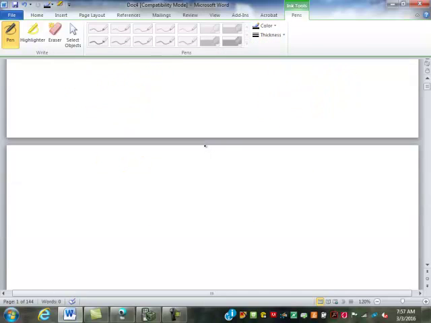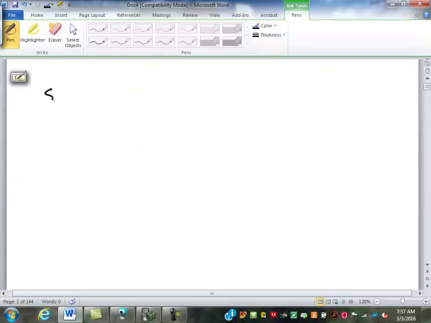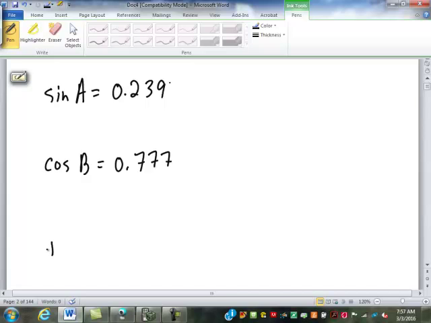So, let's say that we have sine of A equals 0.239. Cosine of B equals 0.777. Tangent of C equals 4. Find angles A, B, and C.